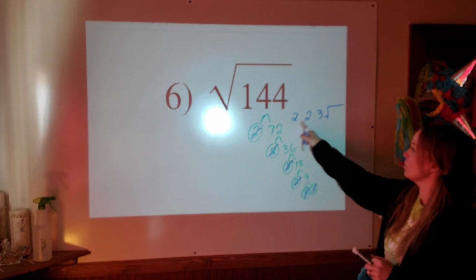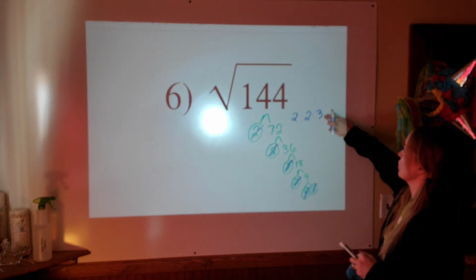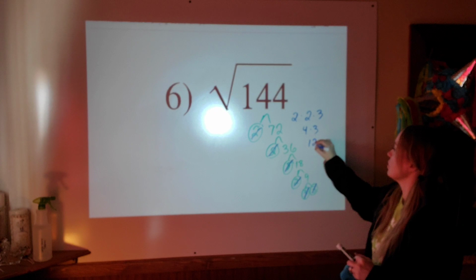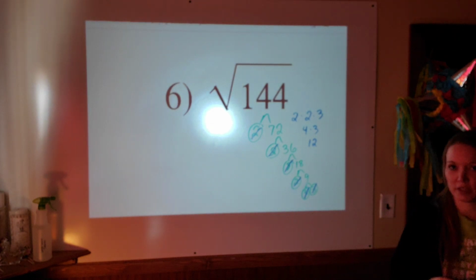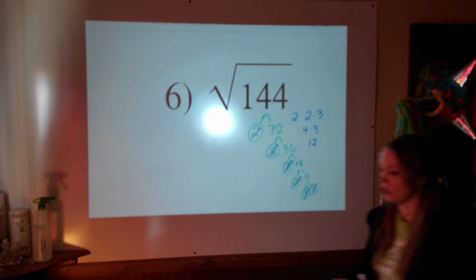So I have 2 times 2 times 3. There's nothing that goes inside, so the square root goes away. So that would be 4 times 3, which is 12. Still end up with that same number. So I just wanted to show you guys how that works out.